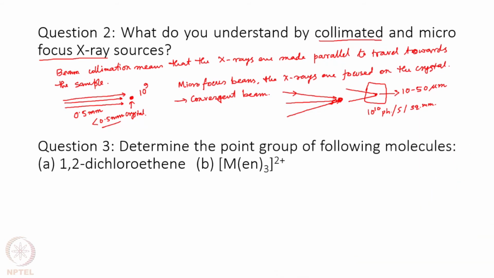The next question which was given is based on your previous knowledge of point groups and symmetry elements. So, what we need to see here, we need to draw these molecules and try to find out the symmetries that are present in that. So, this is 1,2 dichloroethene. As you know, this has two different isomers. This is the cis form and this is the trans form.